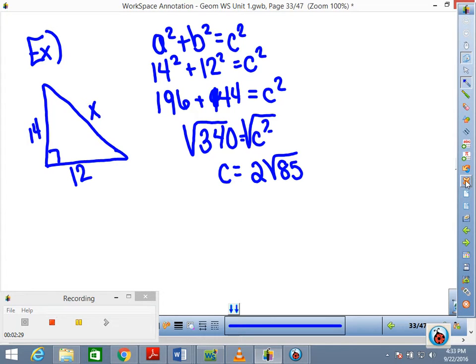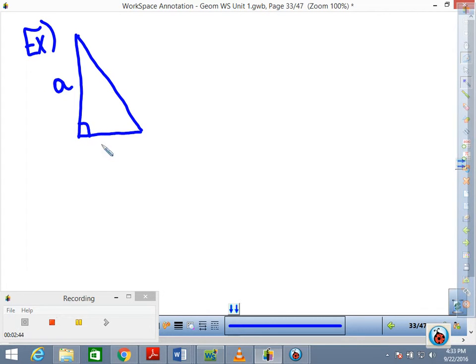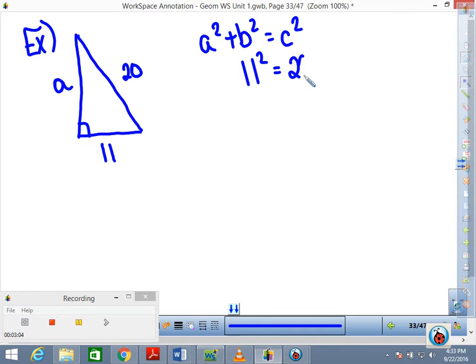So that's one example. You might also have another example that we're going to look at where we know the hypotenuse, but we don't know one of the other two sides. So let's say we don't know a, but we do know this side is 11, and we do know that this side is 20. So using a squared plus b squared equals c squared, we're going to put in the 11 for b, and the 20 in for this hypotenuse. And then from there we can work these out.